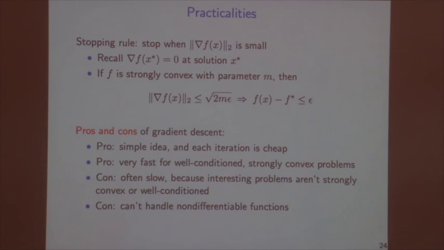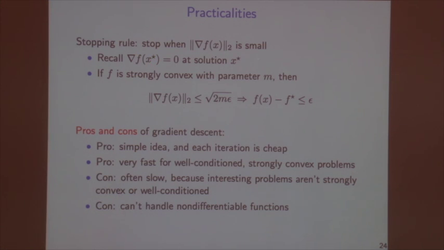Okay. Some practicalities. When do we stop? The idea is to stop when the norm of the gradient is small, because if you have a convex function, at the optimum your gradient is going to be 0. Remember that we are performing unconstrained optimization, so this is a first order condition that has to hold. And it's necessary, but it's also sufficient if the function is convex. So this suggests that we want to stop when the norm of the gradient is small.